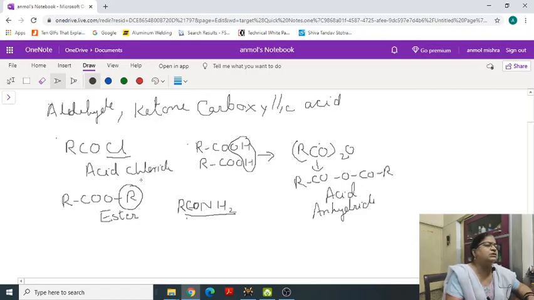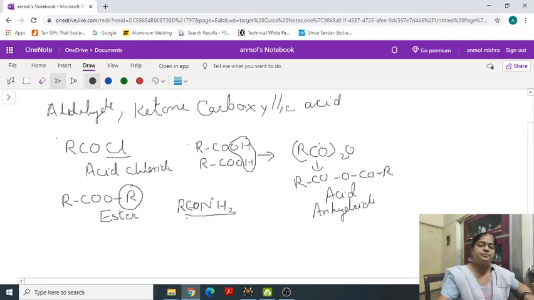So here you can see that in first derivative carbon is linked with halogen. In second, the carbon is linked with oxygen. Third, carbon is linked with oxygen then alkyl group, and fourth one is directly with nitrogen. So these are the four derivatives of carboxylic acid.